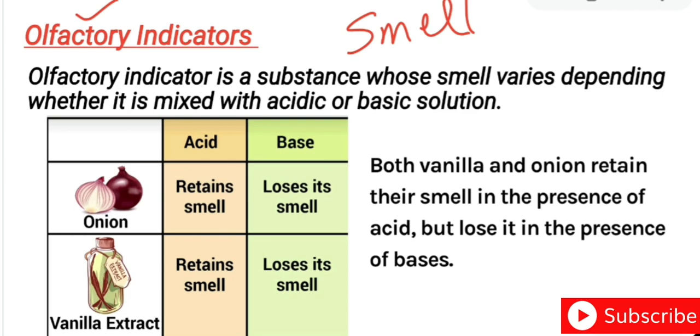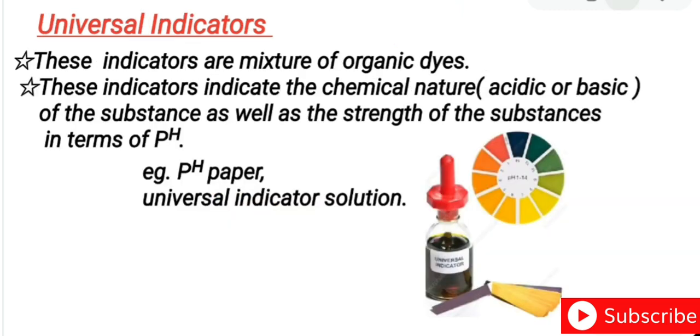For example, onion. If you bring onion in contact with the acidic solution, it retains its smell. But when we bring this onion in contact with the base or alkaline solution, it loses its smell. Like this, vanilla. We use vanilla in cake. That vanilla essence, if you bring in contact with the acidic medium, it retains its smell. But when you bring it in contact with the basic medium, it loses its smell.